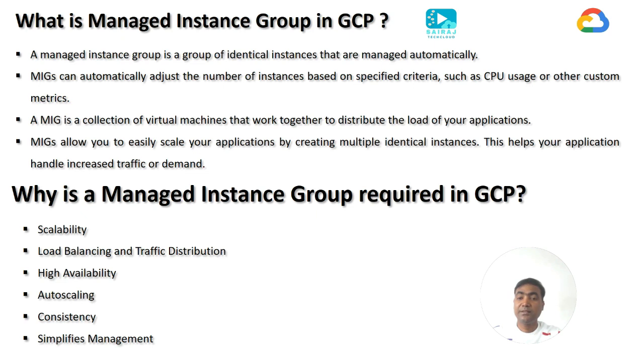You know guys, in GCP, a managed instance group is a collection of virtual machine instances that you can manage as a single entity. MIGs are a powerful tool for managing a large number of VMs in a scalable and efficient way. They offer a number of features that make them ideal for managing production workloads. MIGs are the most common type of instance group in GCP. They are managed by Google and they provide a number of features that make them easy to manage and scale.